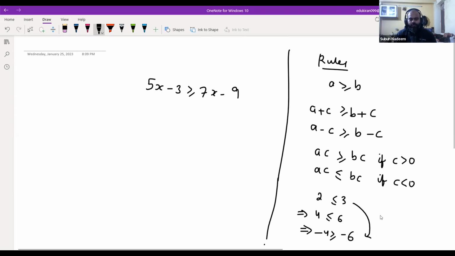Is it okay? Yes. Here we have multiplied 2 on both the sides. So 4 is less than equal to 6; the inequality remains as it is. But if you multiply by -2, then -4 will be greater than equal to -6. The inequality reverses. Earlier it was smaller than equal to, now it becomes greater than equal to. Is it okay? Yeah.